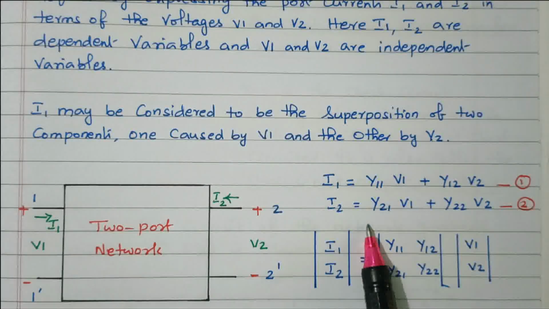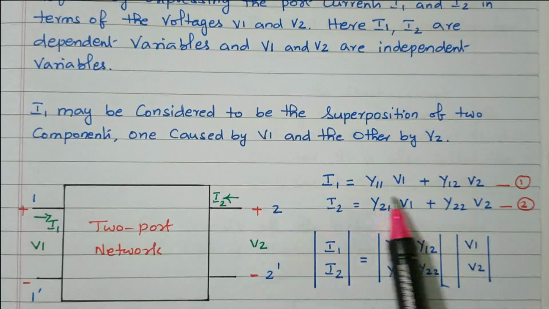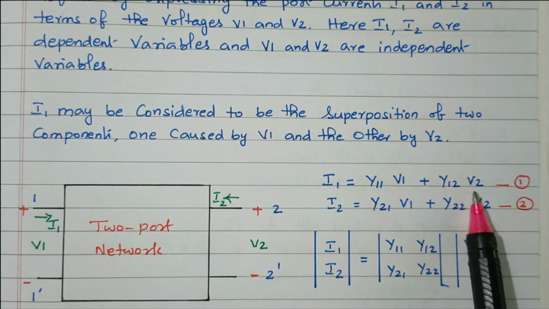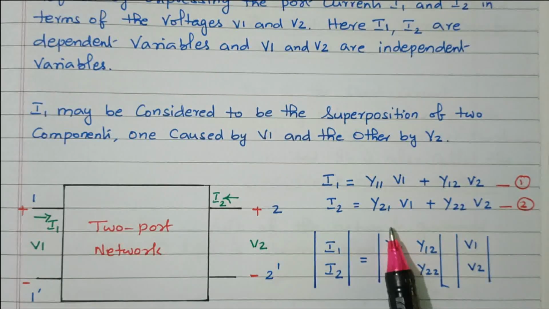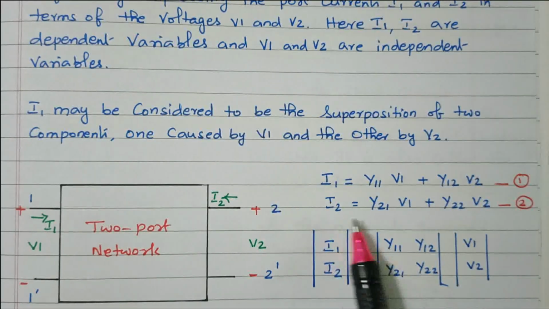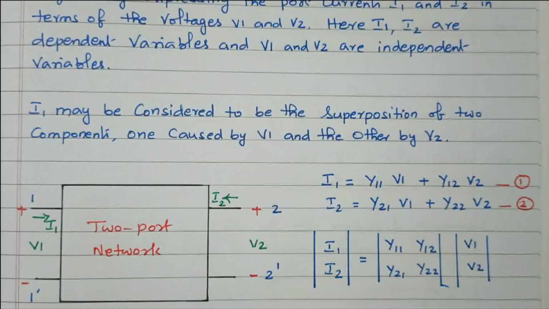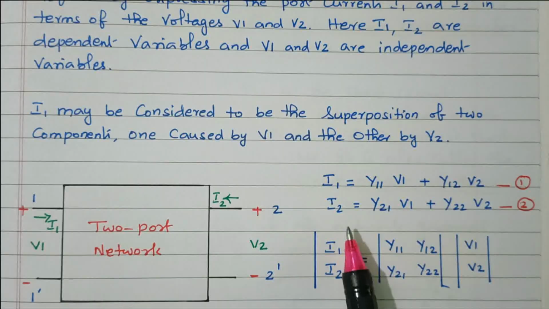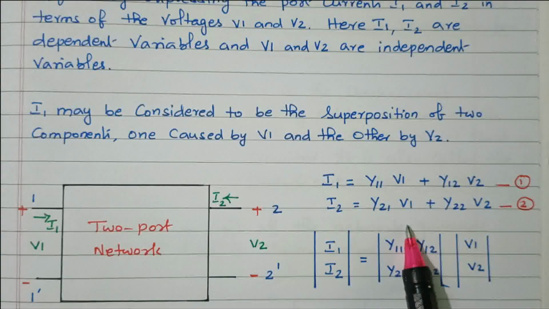Now we'll see equations 1 and 2. Now V1 is 0, so this term is 0, so that I1 equal to Y12 into V2. So Y12 is nothing but I1 divided by V2. Similarly, in the second equation V1 is 0, so this term is 0. I2 equal to Y22 into V2. So Y22 is nothing but I2 divided by V2. Right? So we are able to find the expressions for y12 and y22 by making V1 equal to 0. Now we'll see these parameters in detail.